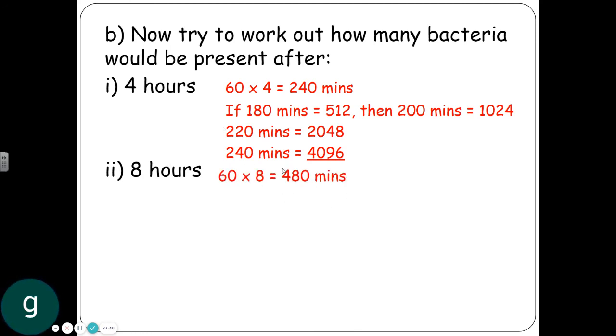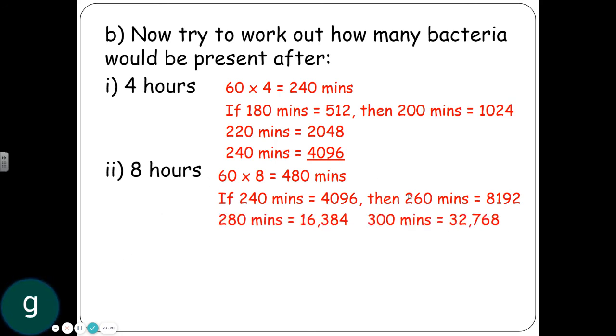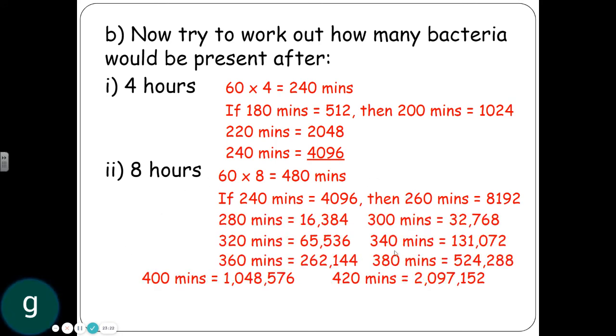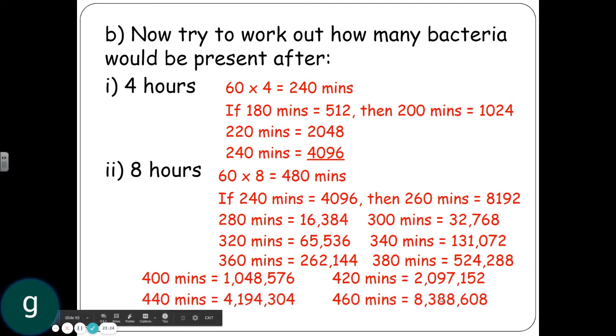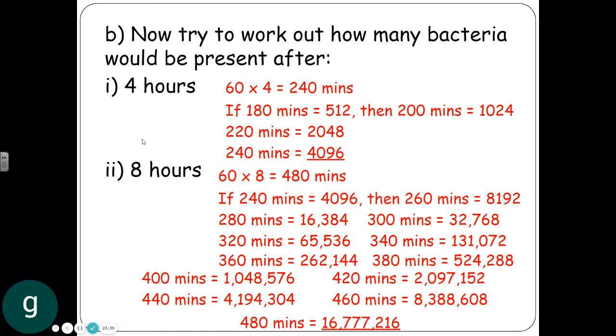4 hours. So again, 60 times 8 is 480 minutes. You have to keep going after 240, so you go to 260, 280, etc., etc. What you get is, after 480 minutes, we would have 16,777,216 bacteria. So this is why it's really, really important to clean things up quickly. Don't leave it until after you've had your dinner, because if you forget about it for 8 hours overnight, you've got a massive amount of bacteria growing on your surfaces and your dishes from dinner.